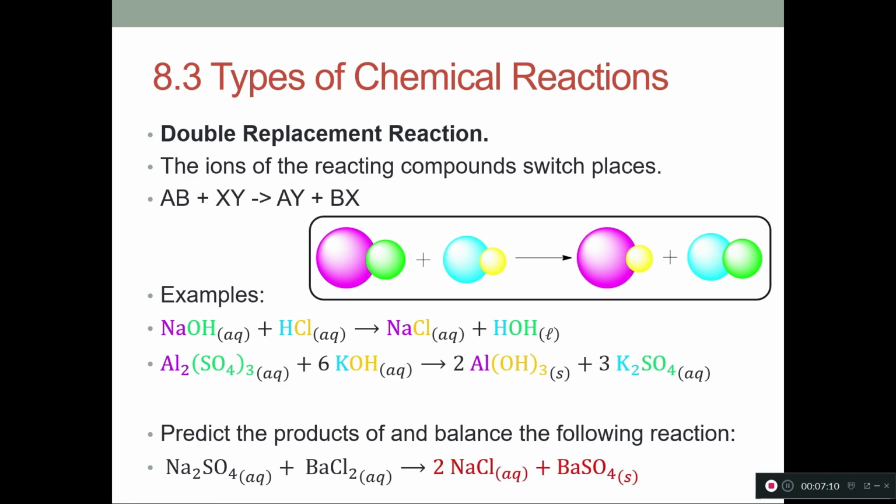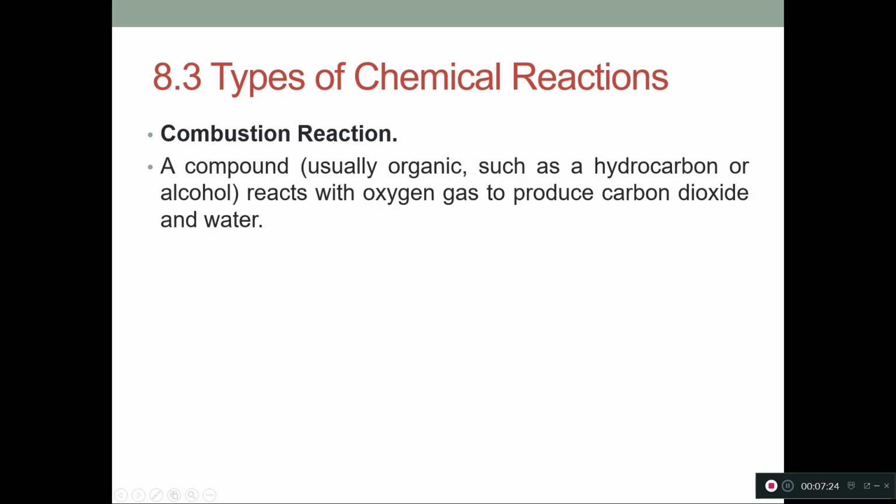And so the products here will be the sodium chloride and the barium sulfate, where we see the sulfate is going to the barium, the chlorides are going to the sodium, and so those are all switching places. The last one here, and I'm going to talk about this in quite a bit more detail in the next video, but these are combustion reactions.